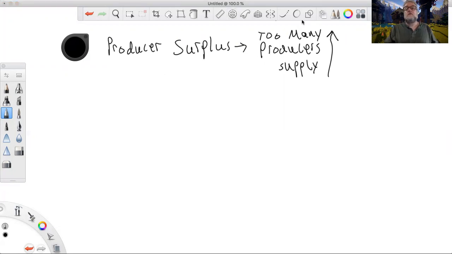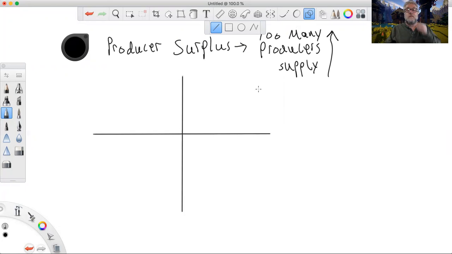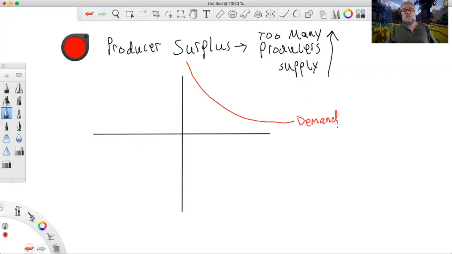Now let's draw a graph so we can look at the picture of it. Here's my demand curve. And here is my supply curve. And the supply is g of x.